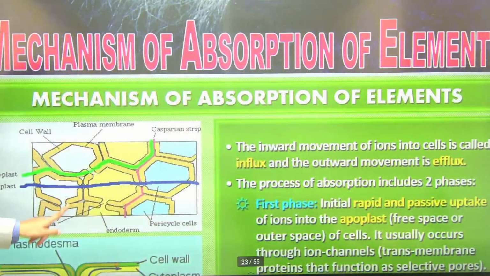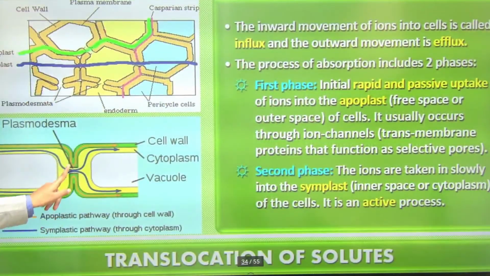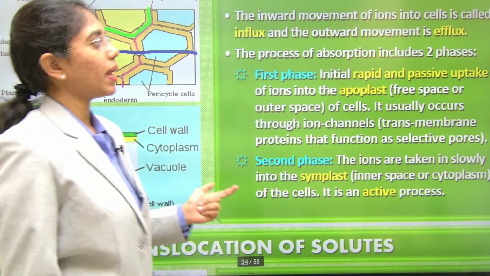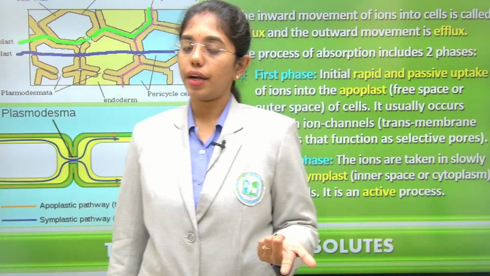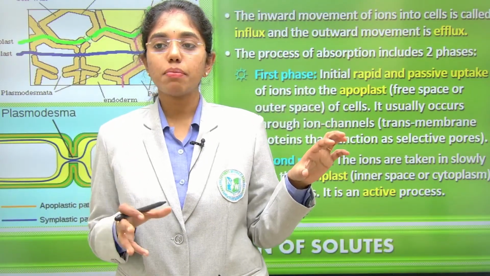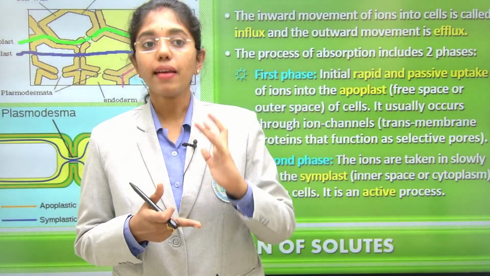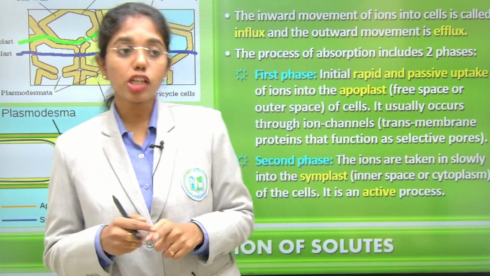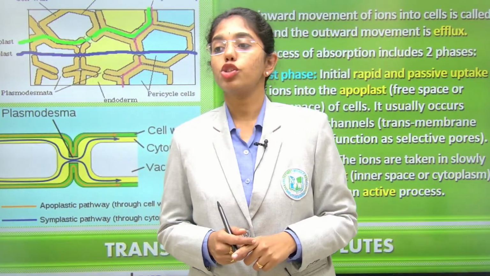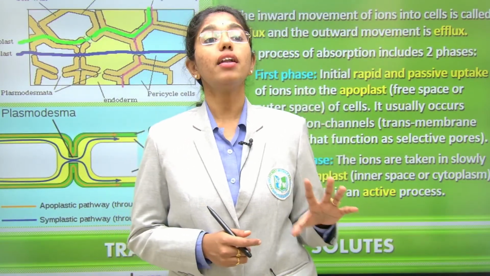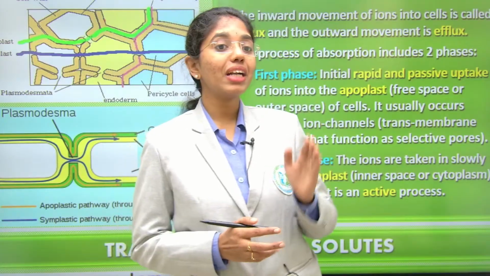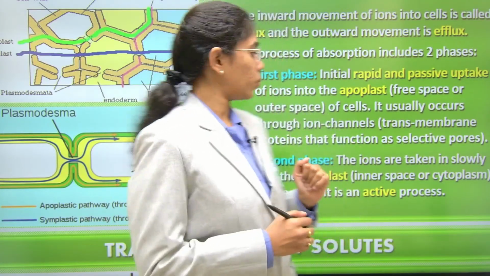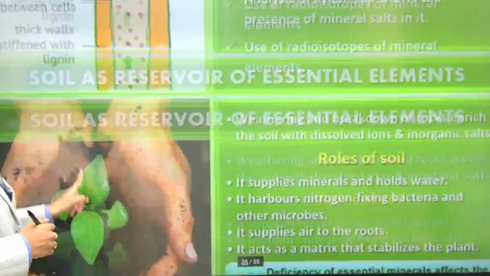Next is the mechanism of absorption of minerals. Both apoplastic and symplastic pathways, we have learned it already. Water and mineral ions are absorbed by both pathways. At the region of root endodermis, which has suberin depositions, apoplastic movement is inhibited and completely given to what? To symplastic. Clear till here?